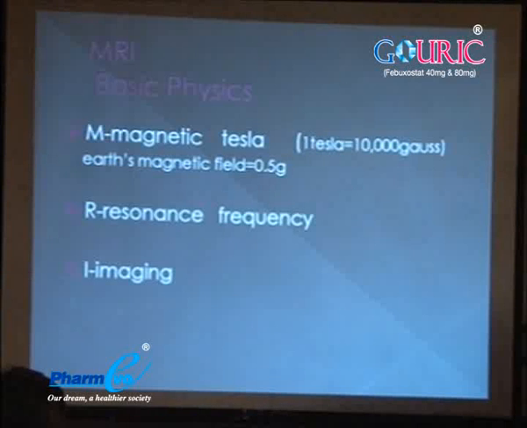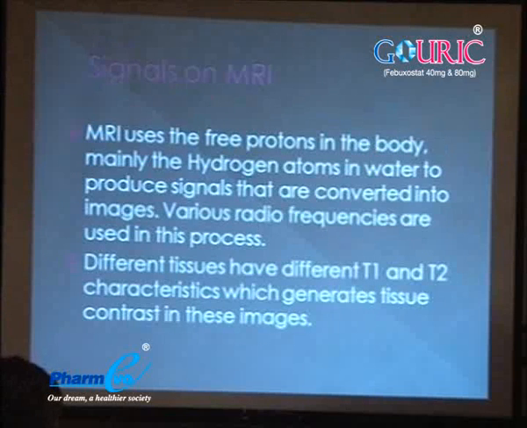The other thing that we use in this examination is radio frequency, the same radio frequency that you use to tune into a radio. And of course, we use these signals to generate images. It uses the free protons in the body. MRI physics is really the most complicated physics that I've had to negotiate during my career. Anyhow, it uses the free protons in the body, which mainly come from the hydrogen atoms in water.